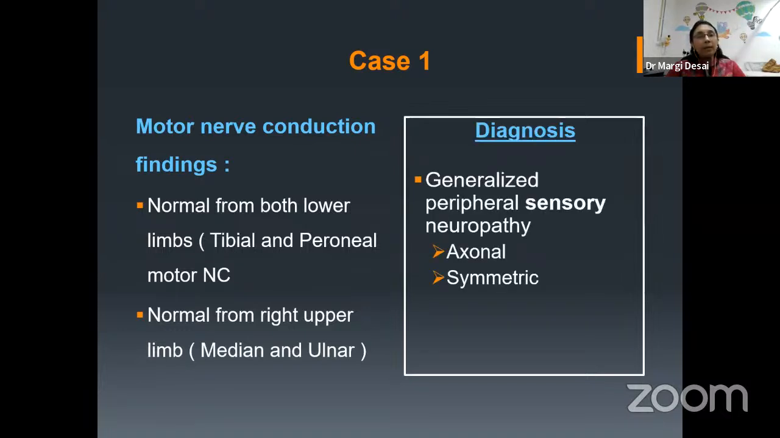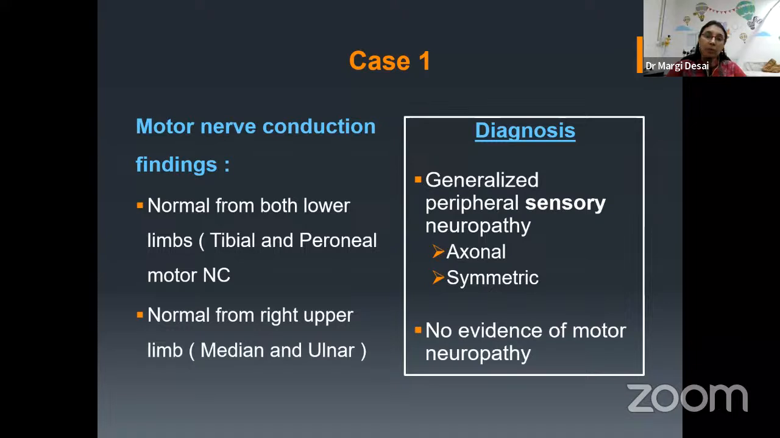So what is the diagnosis of this child? She has a generalized peripheral sensory neuropathy, which is axonal in type. Why axonal? Because sensory nerve action potentials are absent or reduced. And it is a symmetric peripheral neuropathy, symmetrically involving both legs and hands. And there is no evidence of a motor neuropathy.